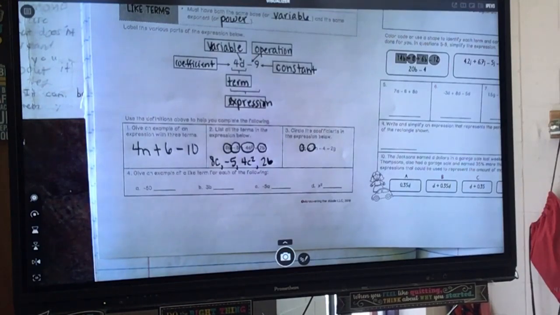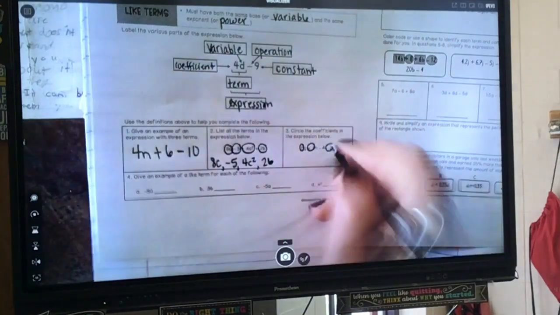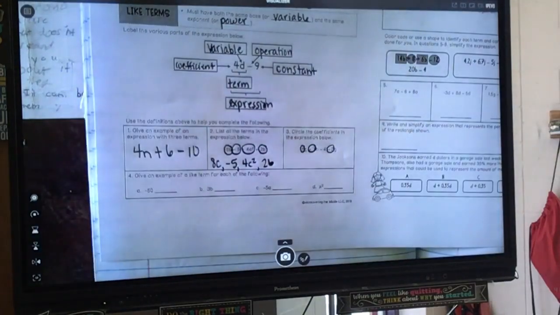I am making you circle the operations in this one just because this last one is a minus 2. So I want you to understand that it is a negative 2. Okay?